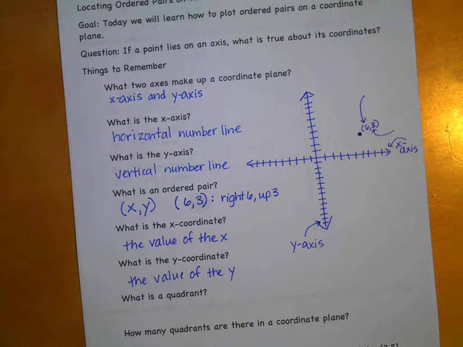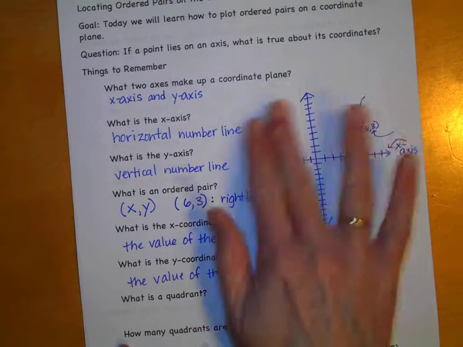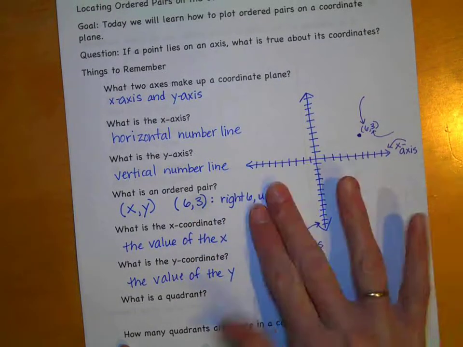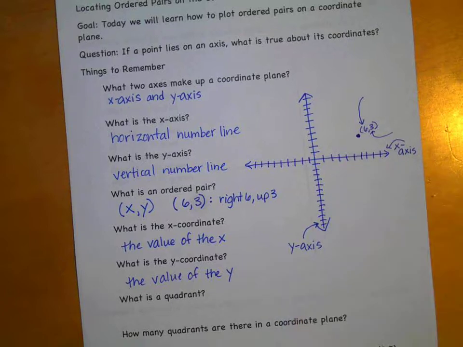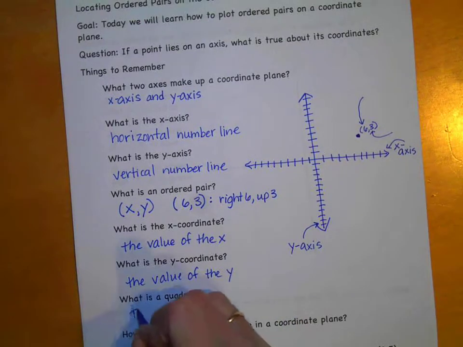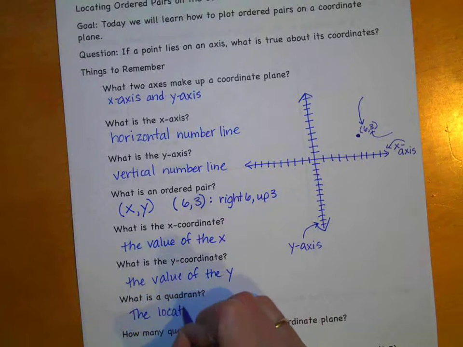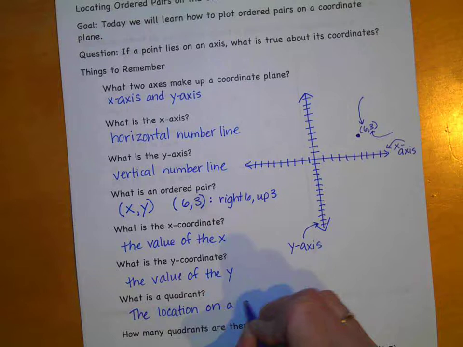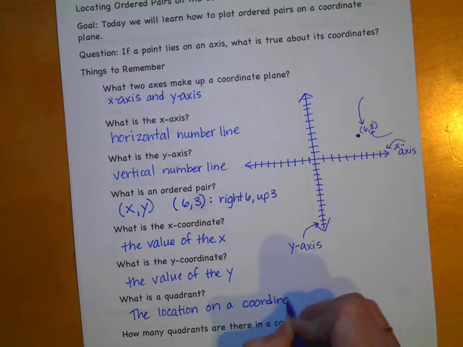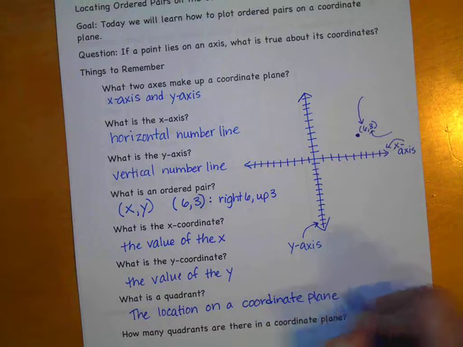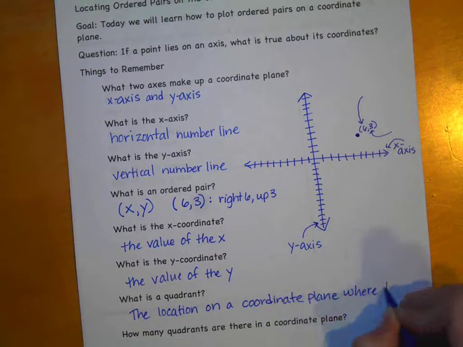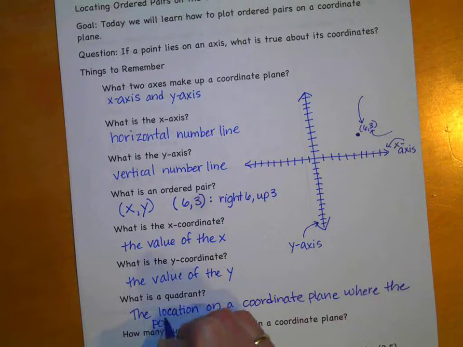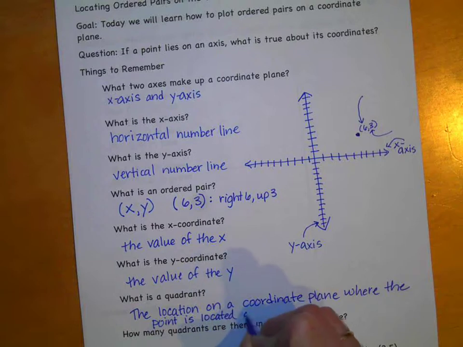And a quadrant is the location where the ordered pair sits. So there is a quadrant right here, there is a quadrant right here, there is a quadrant right here, and there is a quadrant right here. And so what is a quadrant? A quadrant is the location on a coordinate plane where the point is located or sits.